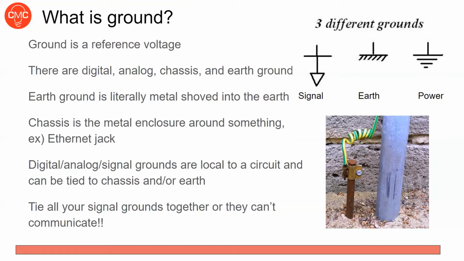One really important thing that is not up for discussion is you have to tie all of your signal grounds together in the same circuit or they can't communicate. Whether you do this from just having one big ground plane or from having some kind of connection point, you have to make sure that they're at least connected in some way so that they can communicate with each other. If you have 2 different microcontrollers on 2 different grounds, they will not be able to talk to each other. So really important.